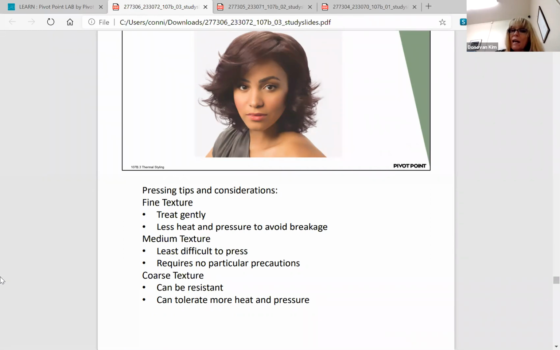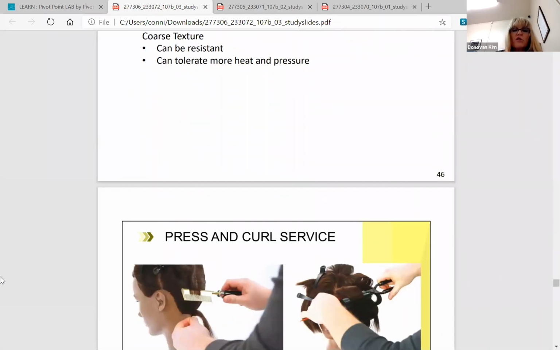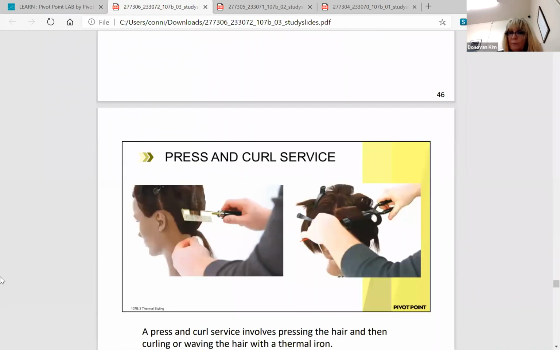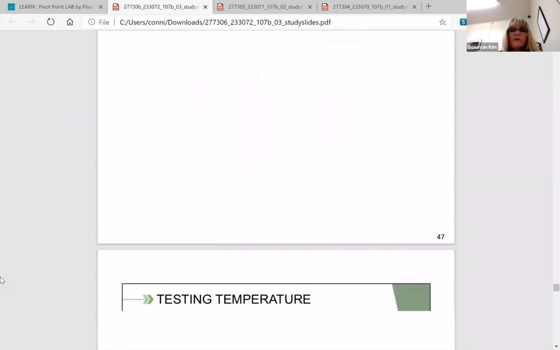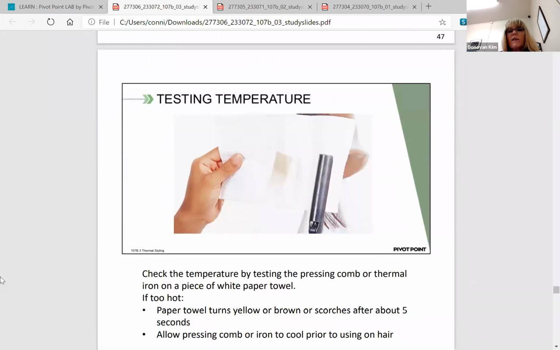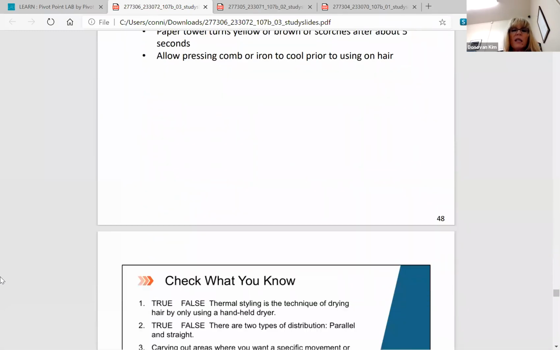So we always have to test these pressing irons also. Again, we're going to get a white sheet, neck strip or something like that, and we're going to test it to make sure it's not too hot. Press and curl is a service. It's done with the pressing comb first to straighten it out, and then you're going to go back and curl it with a curling iron. Both of these go into the oven, but we're going to do this week, so you'll get to see the difference on this. Oh yeah, see how that turned color? That means it's too hot. So this is what we always want to double check before we put any kind of heat in anyone's hair.